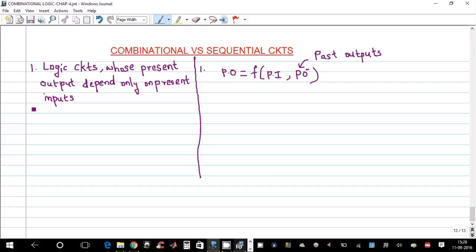So in a general sense, a combinational logic circuit can be described as a black box. This black box is generally called combo logic in many places. So this combo logic has, let's say, n inputs, which are I1 to In, and has m outputs, let's say O1 to Om. It's a black box.